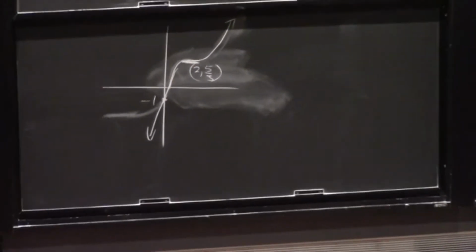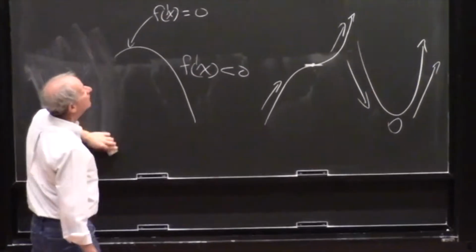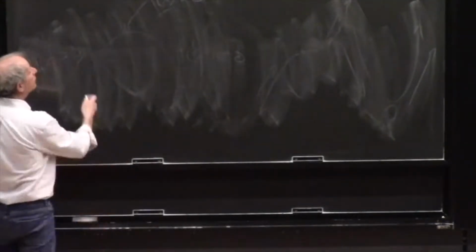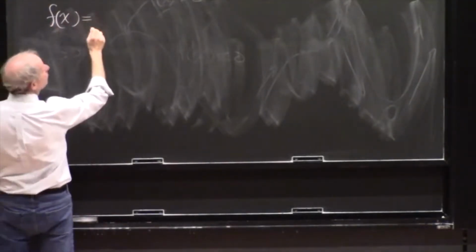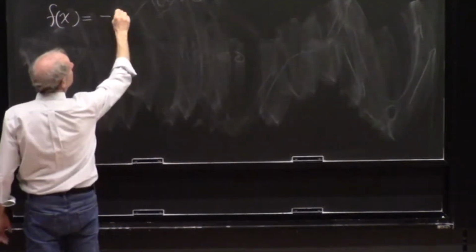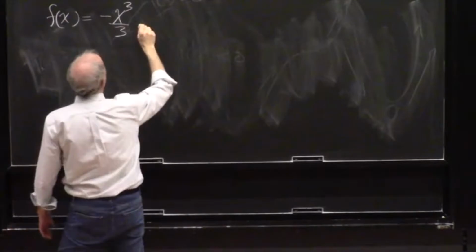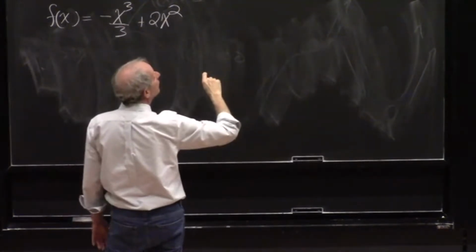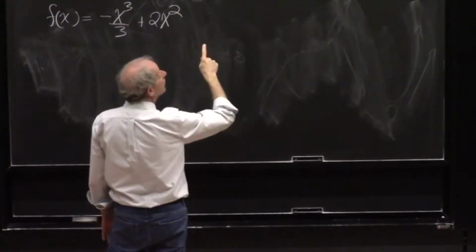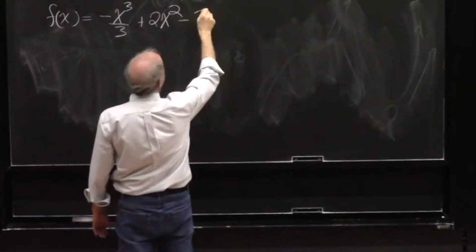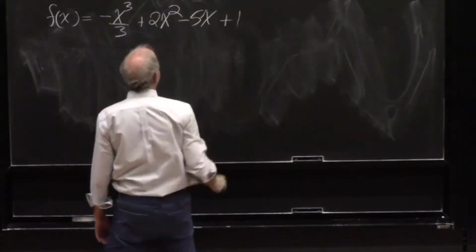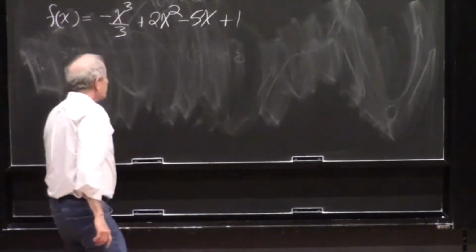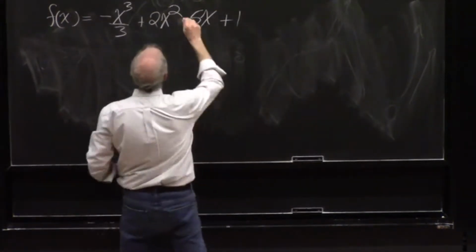So let's do one that's almost identical. And I'll let you guys play with it. How about f of x equals negative x cubed over 3 plus 2x squared minus 5x plus... nope, plus 5x. Does that work?